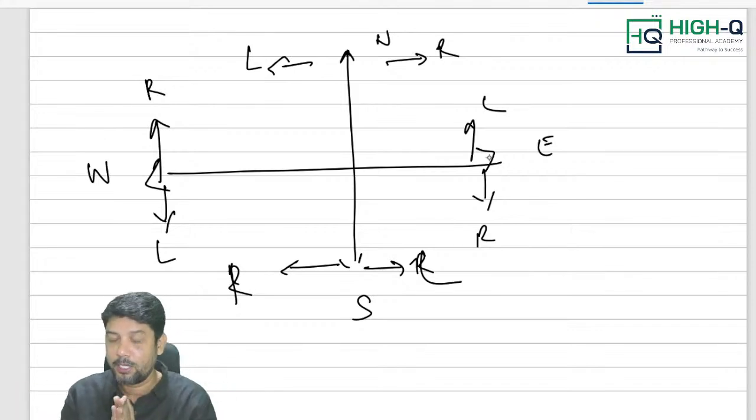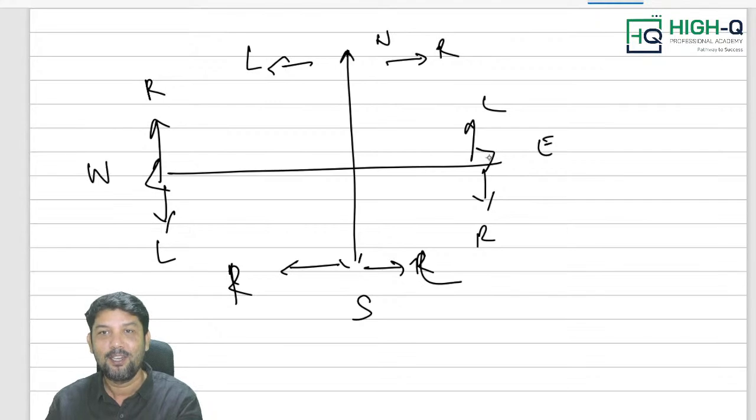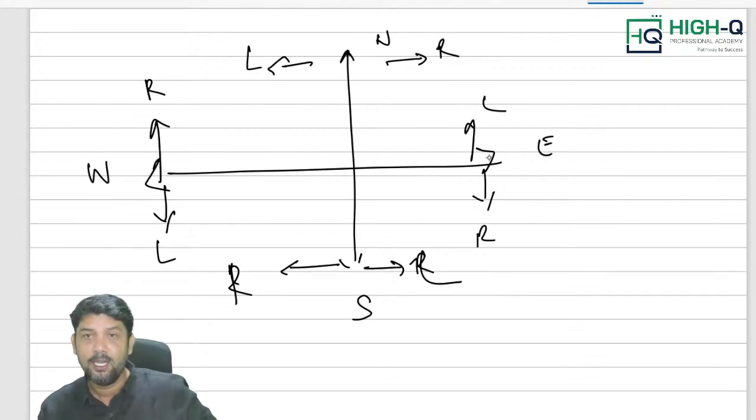How do you solve a direction question? Okay, I'm moving towards north direction, I'm taking right. Don't close your eyes and think about it. You draw this diagram and follow this diagram, and you will be able to do it.